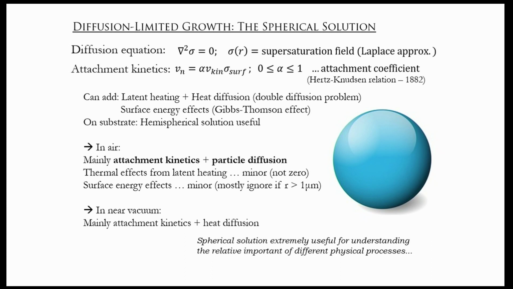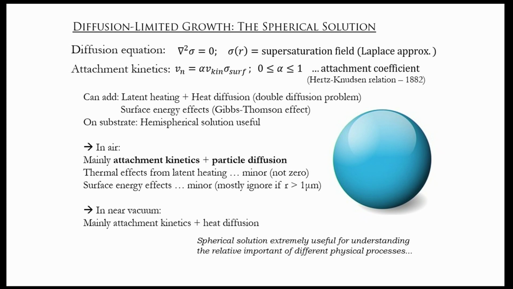Then you have the attachment kinetics, which has not changed, plus heat diffusion, because you've got to get the heat out. And if you don't have any air, you've got to get it out somewhere. It usually goes to the substrate, but heat diffusion becomes important if you're growing especially large, millimeter-scale crystals on a substrate. We tend to grow tens-of-micron-scale crystals, and a lot of these problems are much reduced. But the spherical solution is super useful for understanding the basic physics.